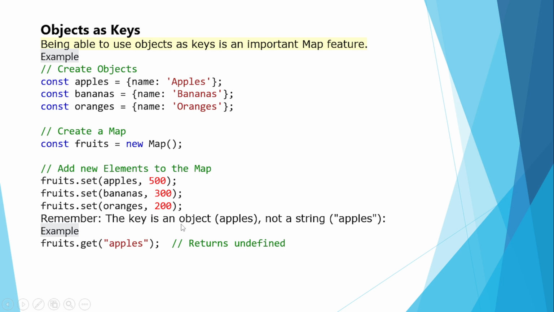Remember, the key is an object, apple, not a string. Here we have to create apples as an object, not as a string. For example, if we call fruits.get and pass apple as a string, it will return undefined, because here apples is assigned as an object, not as a string.